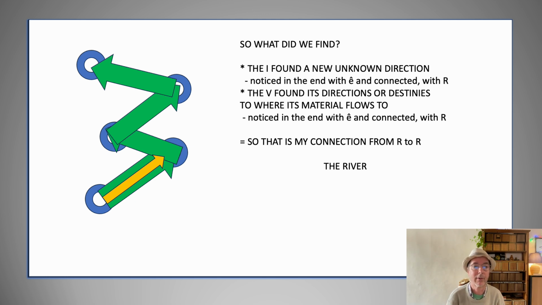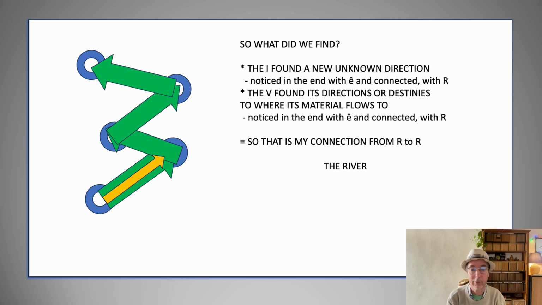We have the river. So what did we find here? The E. Yes, it found, it's no longer unknown, it found its unknown direction, which I noticed in the end with the E and the R, that I can connect it. With the V, I also found its directions or destinies, where all of the material flows to. And this is, of course, connected in the end with the E and the R. And this is my full perspective of my full connections of R to R. It is the river.